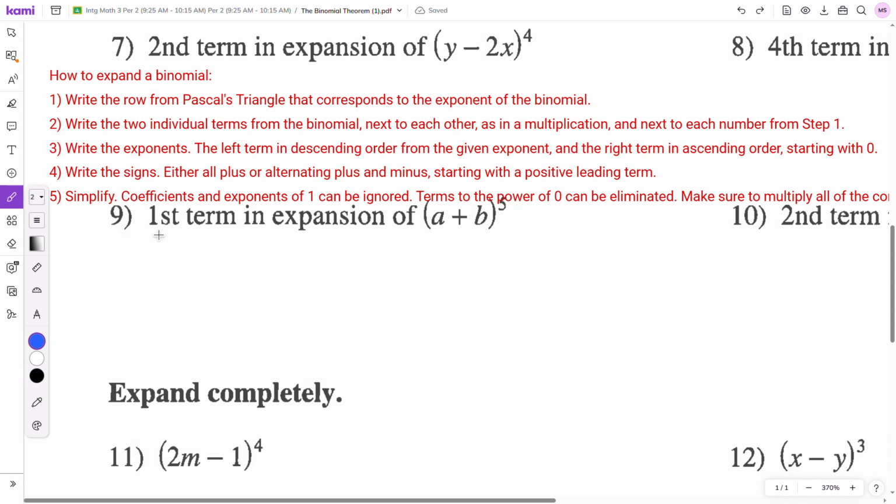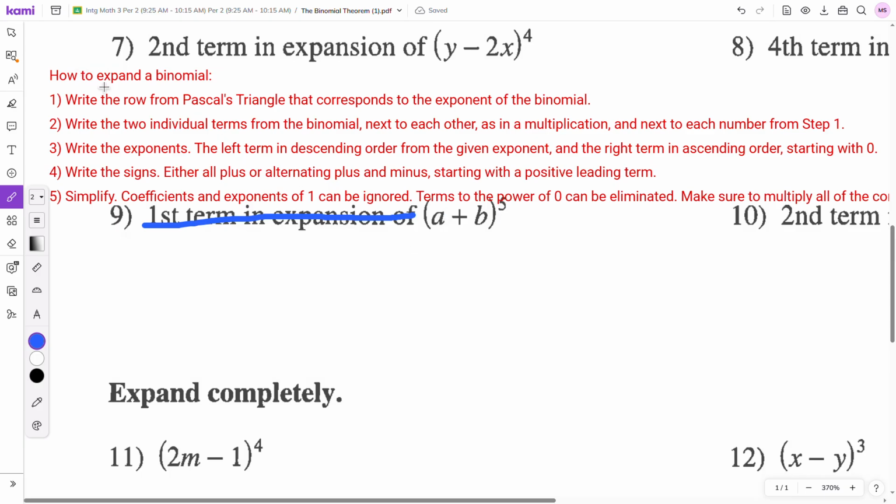For this particular problem, it asks for the first term in the expansion. I need to go over the entire method first, and then later on we'll talk about how to find a particular term, although probably not in this video. We'll save that for the more advanced methods. But for now, we're going to go over the basics of the binomial theorem and how to expand.